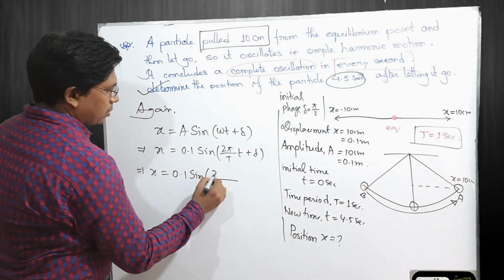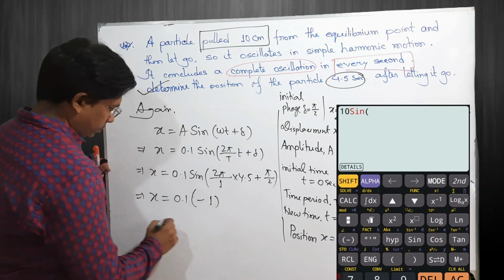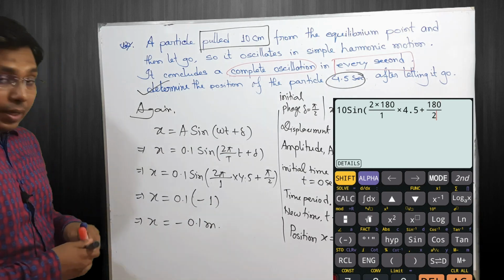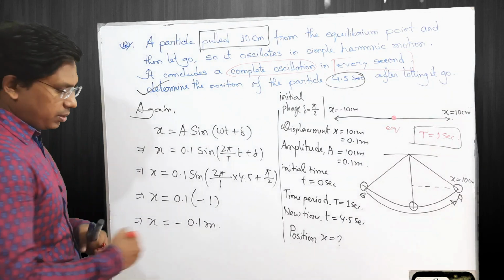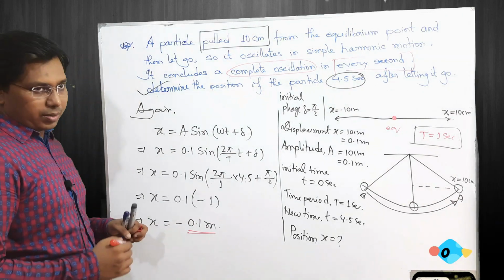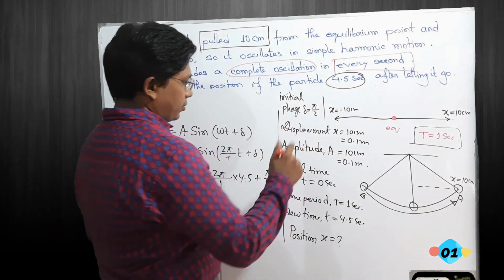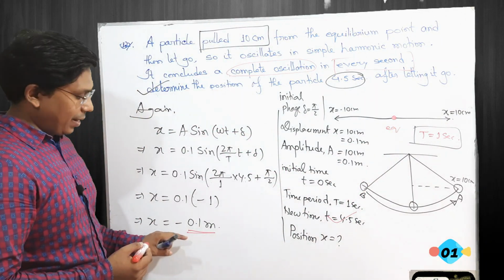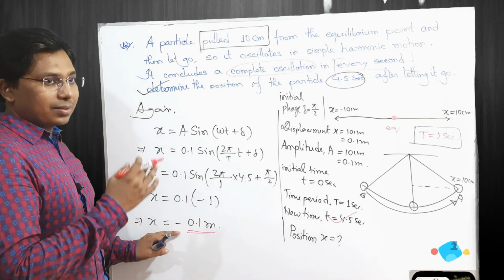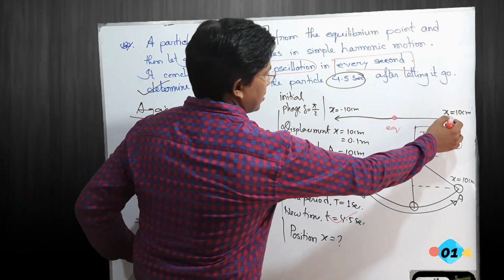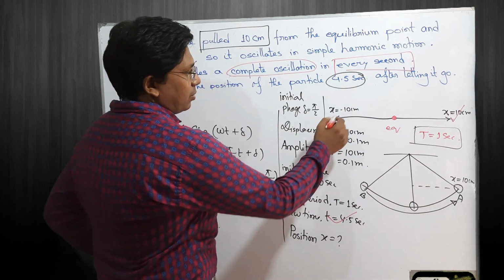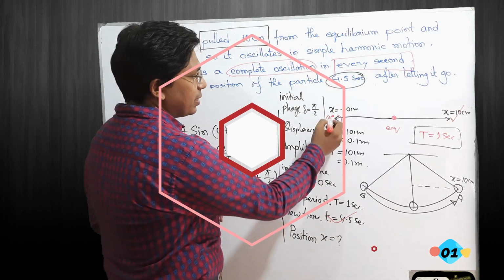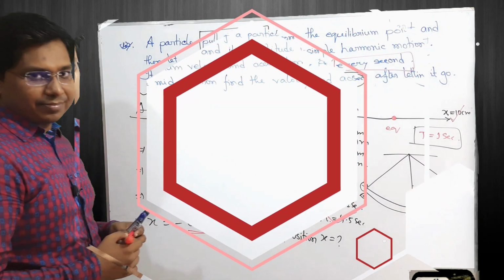0.1 sine 2 pi... here the answer is minus 0.1 meter. This 0.1 meter suggests that the position of the particle after 4.5 second is 0.1 meter away from the equilibrium, and minus suggests the side opposite to where it is released. It was released from here, so the position now is on the opposite side. That means this answer suggests that after 4.5 seconds the particle will stay at this point. Now the next math.